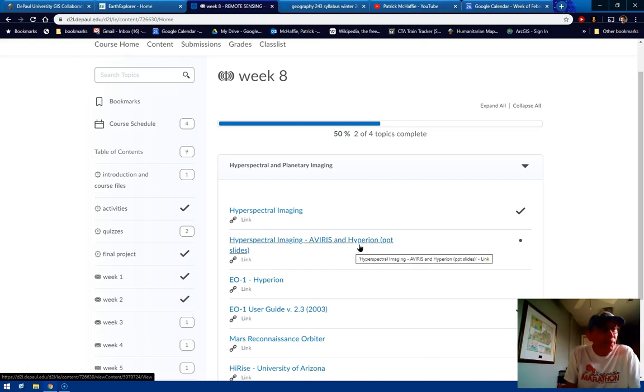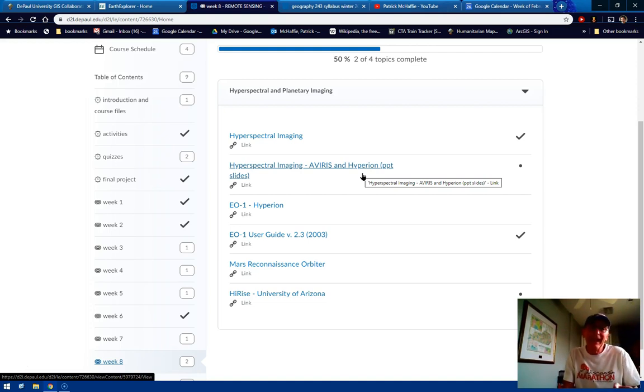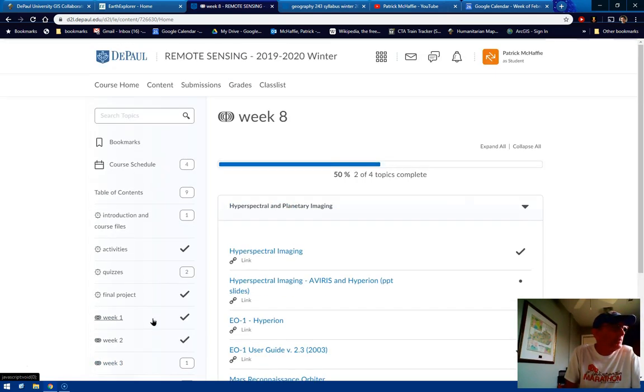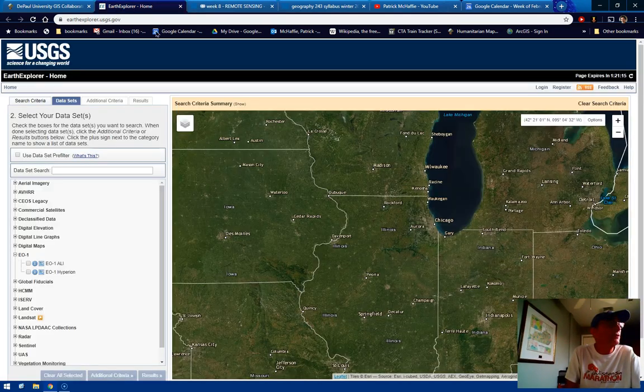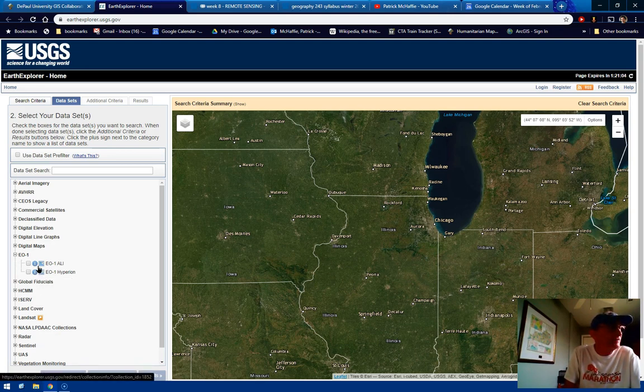And the Hyperion is another really interesting project. Well, where can you find Hyperion? So again, a lot of what I point out in this week's content is about Hyperion. Hyperion is a space-based hyperspectral imaging sensor, and it operated from 2000. Let's look in Earth Explorer. So here in Earth Explorer, under data sets, you can find the Hyperion. It's in there, and it operated from, see, here's EO-1. This is the ALI that I mentioned.